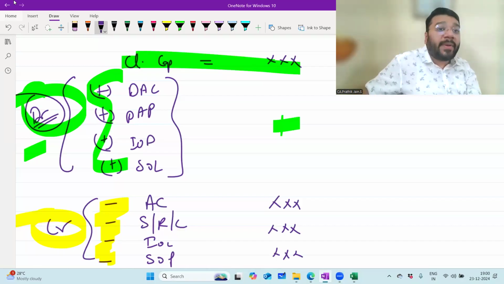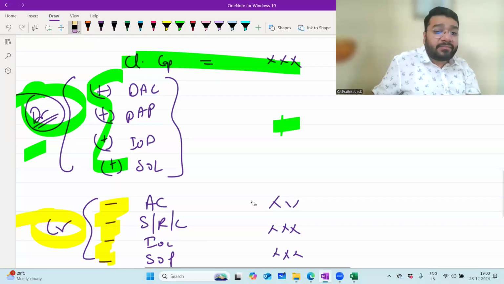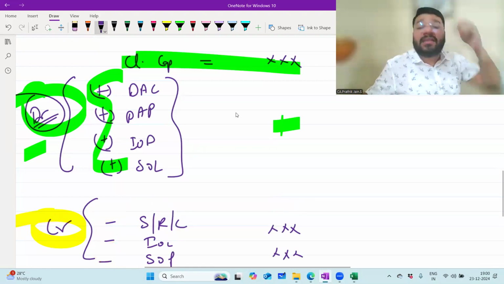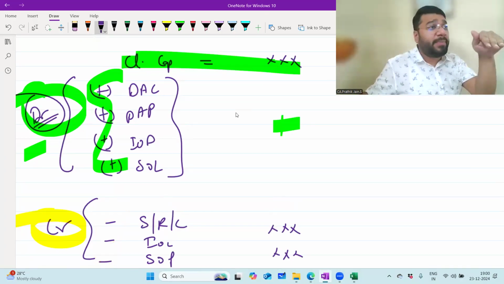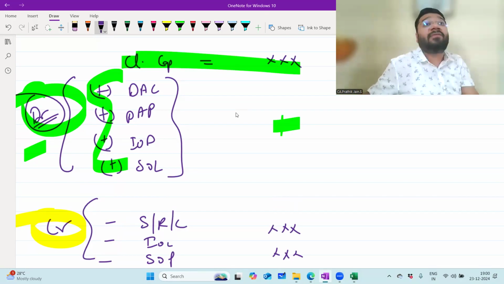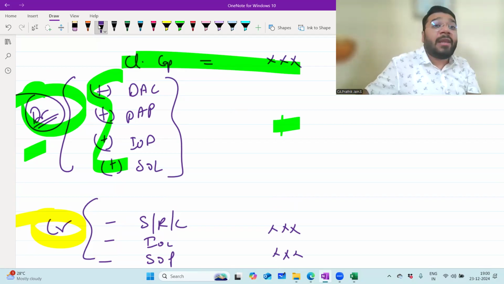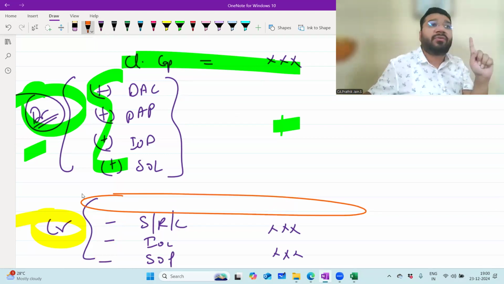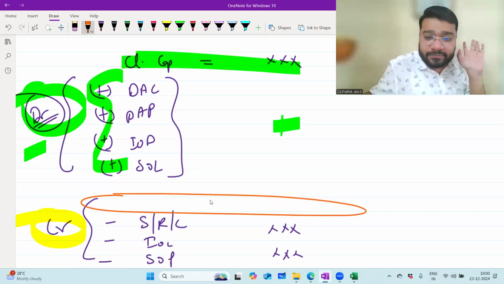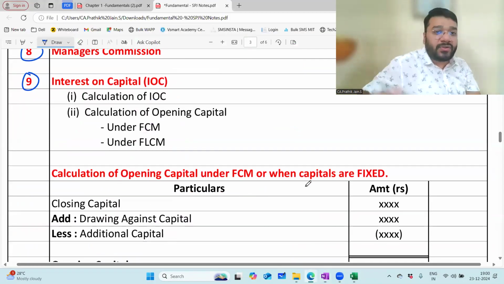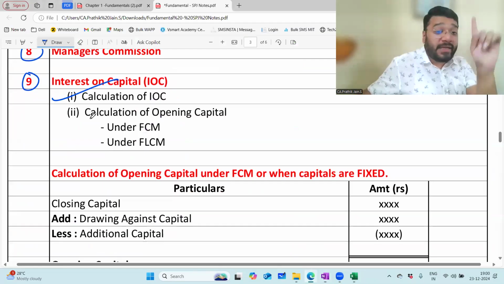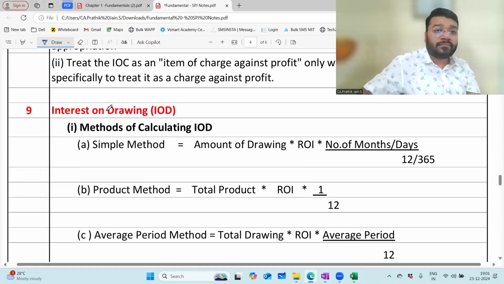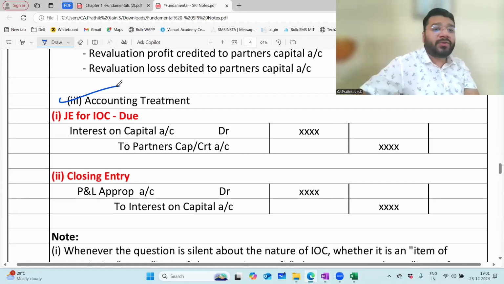Minus. Now in the question, if they tell you additional capital is given, but they tell you this additional capital is not credited in the capital account, without crediting the additional capital the closing capital is derived. Like that, if they give you that information while calculating the opening capital, will you consider the additional capital here? No, sir. Now understood? Anybody has any problem here? No, sir. So the calculation part is done, calculation of IOC done, calculation of opening capital done, and the journal entry, the third part, also taken care of.